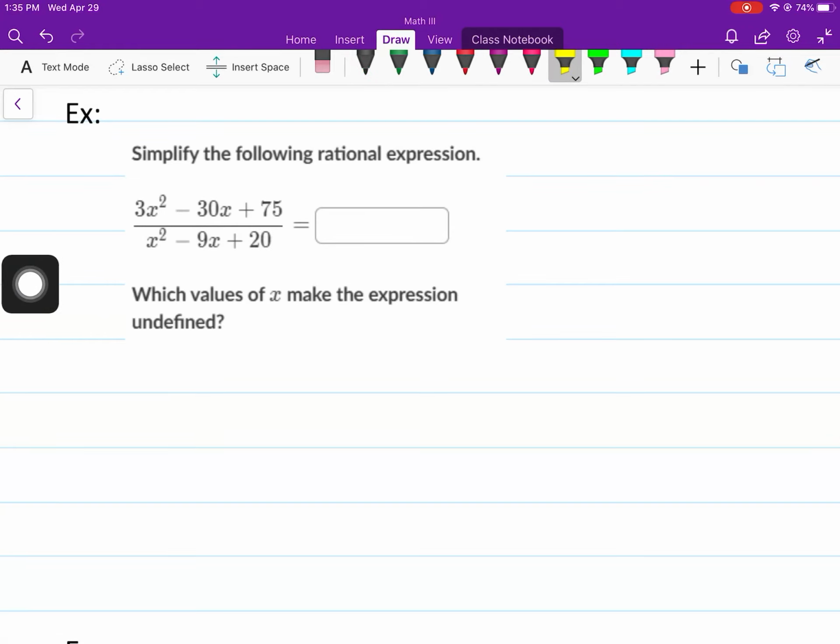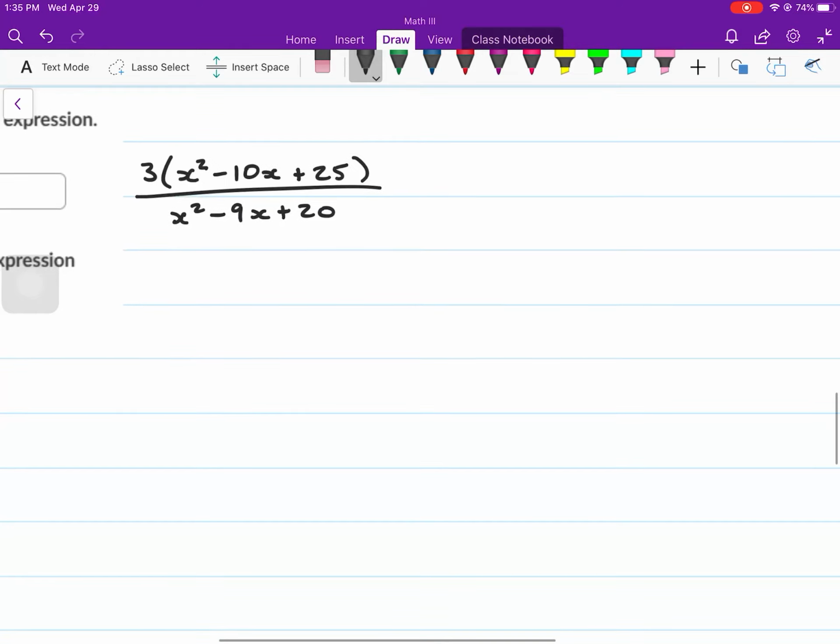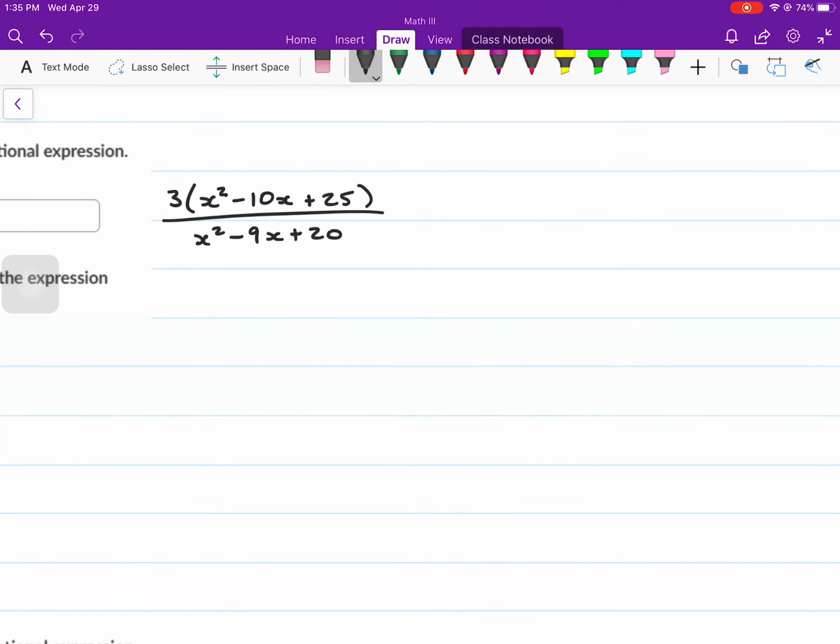Now, before I can factor this one on the top, realize they do have a 3 in common in all of those. So let's take that 3 out to the front, just like we did with quadratics earlier in the school year. And then on the bottom, we'll keep the same. There's nothing that would factor out from there yet. And so let's go ahead and do our diamond for the top and the bottom.